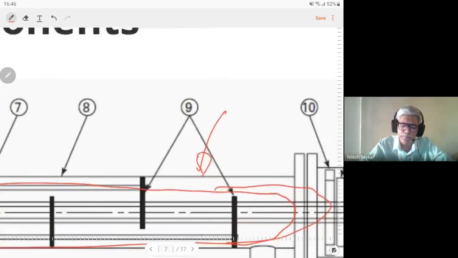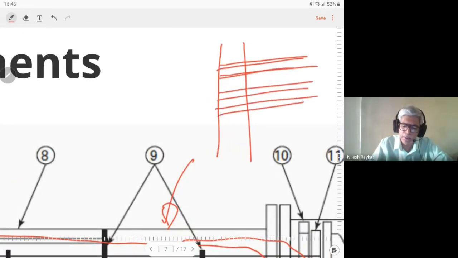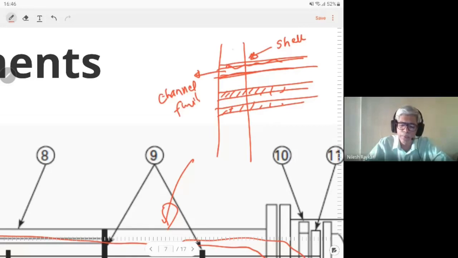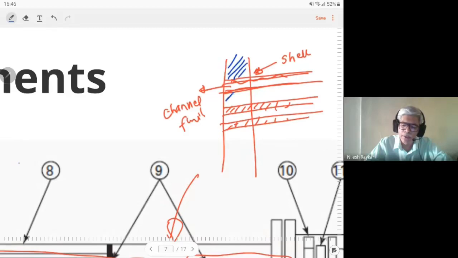So if this is my tube sheet, the tubes would be attached to the tube sheet in this manner. These are the tubes. On one side you will have the shell side fluid, and inside the tubes you have the channel side fluid. And the tube sheet is the component separating these two fluids from each other. Because the two fluids have different pressures, there is a differential pressure loading acting on it.